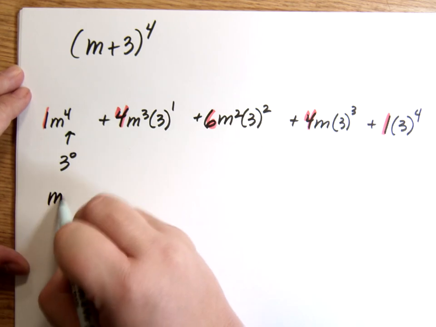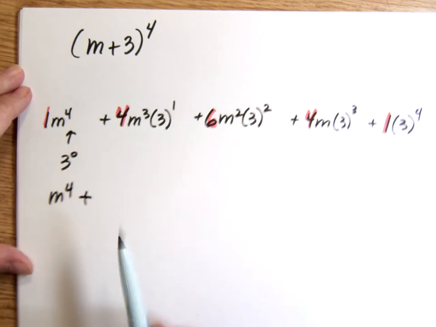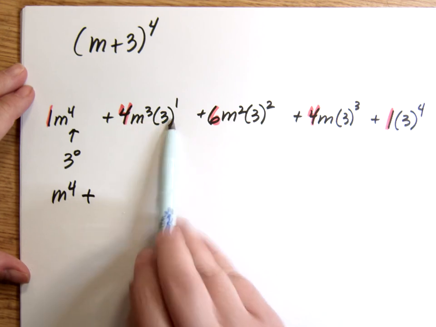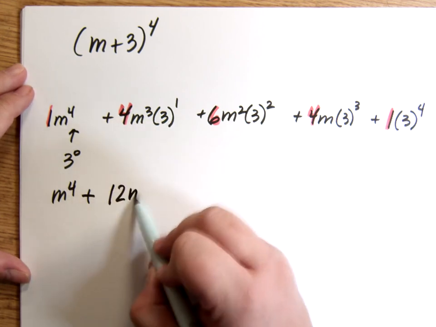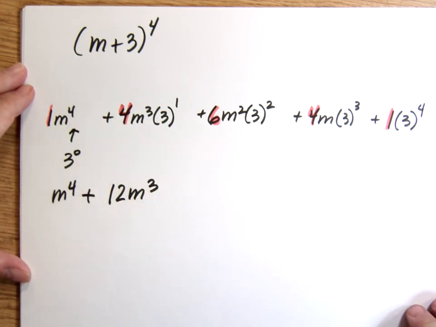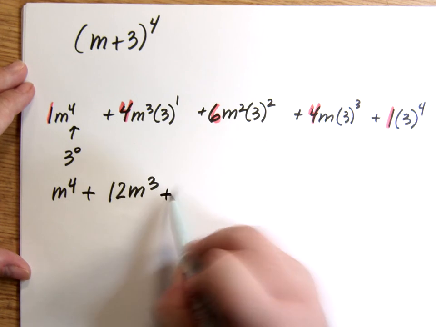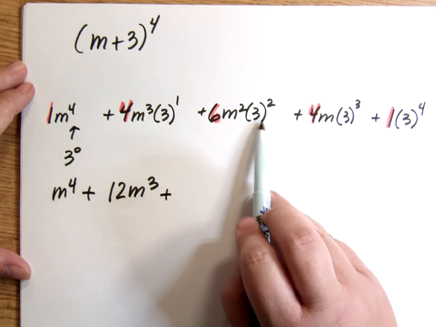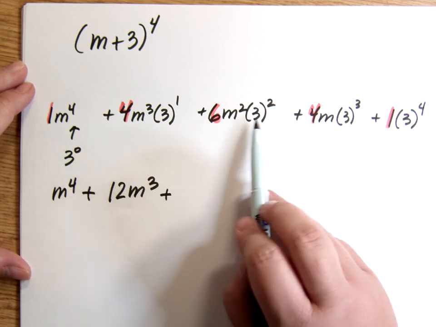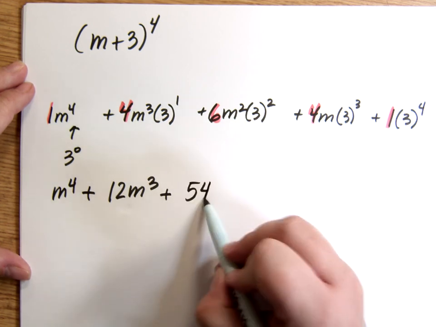So my first term is m to the 4th. Second term, 4 times m to the 3rd times 3 is 12 m to the 3rd. Third term, 6 times m to the 2nd times 3 squared, which is 9. So 6 times 9 times m to the 2nd.